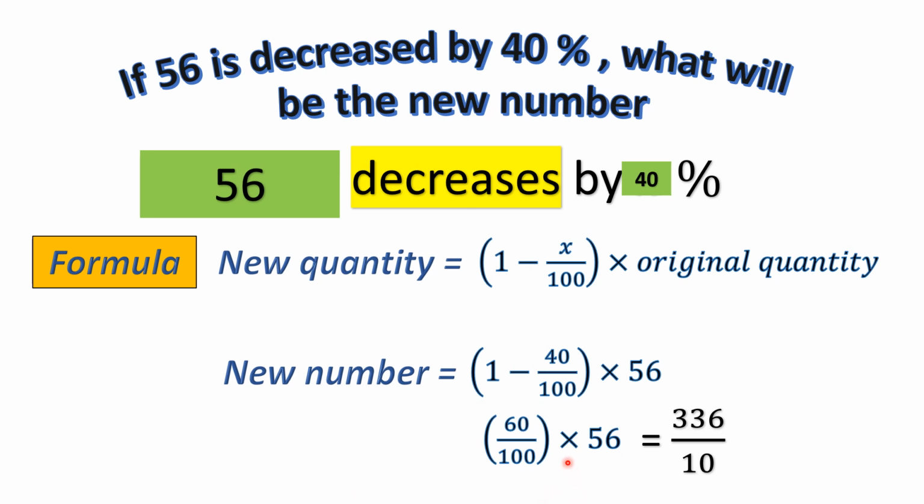Actually, if you cancel the 0 and this 0, then we get 10 in the denominator, and if we multiply 6 with 56, we get 336. Thus we have done it. And what is 336 by 10? If we just shift the point, we get 33.6. So this is our new number.